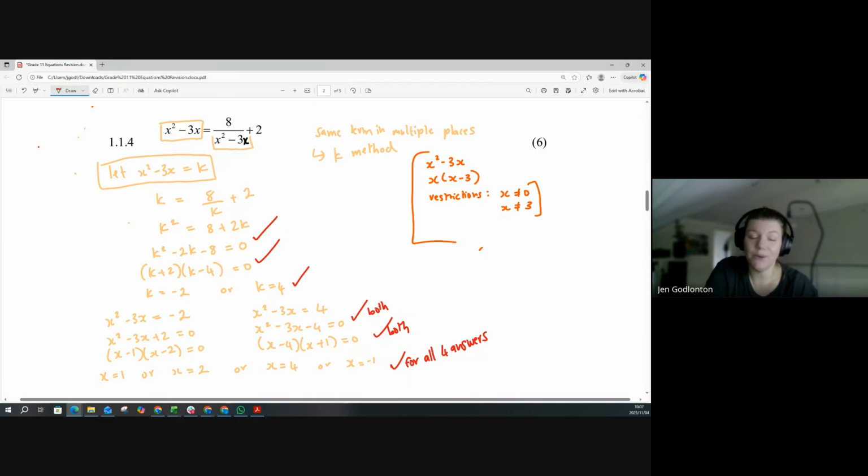The restricted numbers here would be 0 and 3, and none of our answers are 0 or 3. So we're okay. Yeah, 1 for 4. I told you, the marks are sassy for this one.